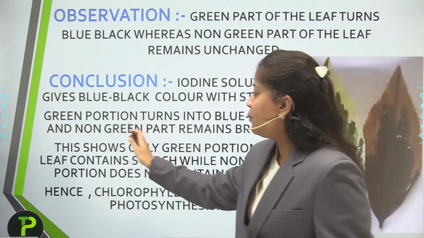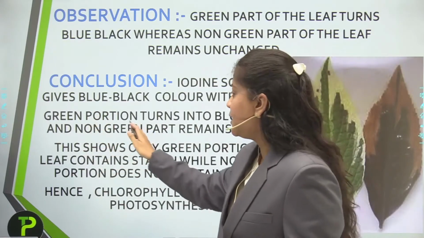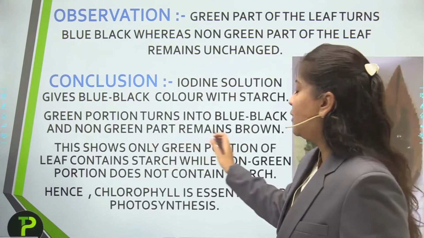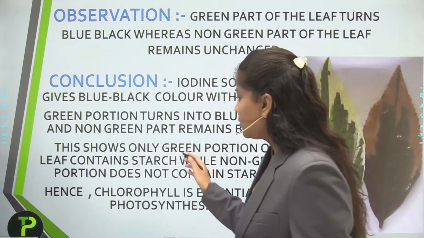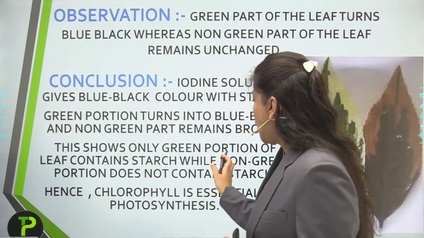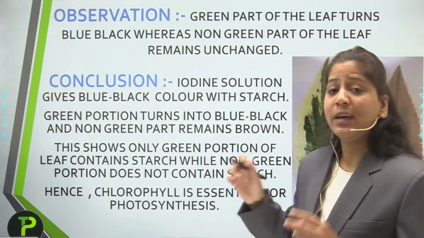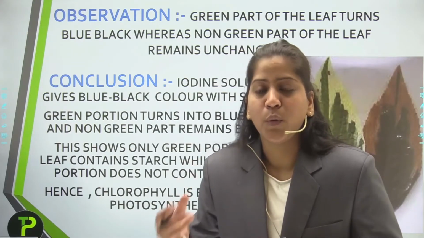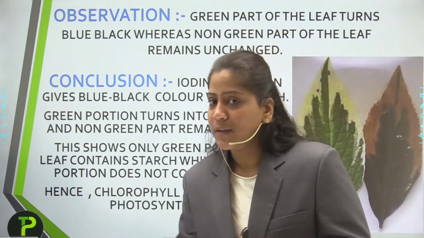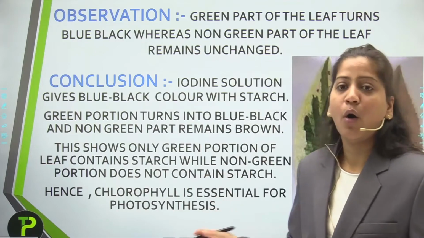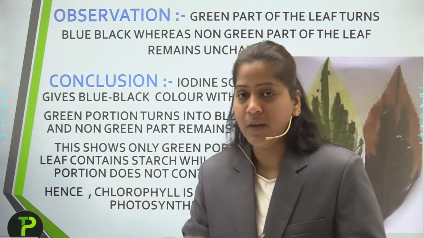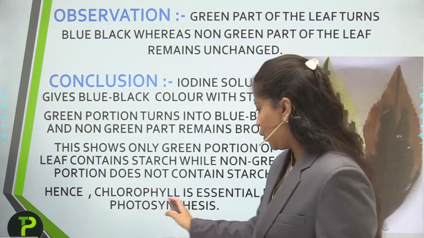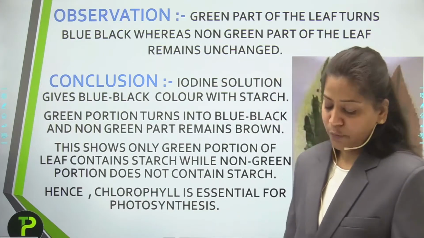Now green portion, we have already discussed this. Green portion turns blue black in color and the remaining part remains same. This activity shows that only green portion of leaves contains starch or performs photosynthesis, but not other parts of the leaf. Hence, it is proven that chlorophyll is essential for photosynthesis.